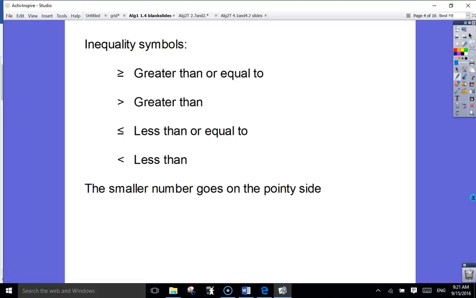And you're always kind of describing the relationship of what's on the left to what's on the right. If I write 2 is less than 3, right? 3 is less than or equal to 3, right? It's not less than, but it is equal to. That's okay. So just keep in mind, the smaller number is going to go on the pointy side.